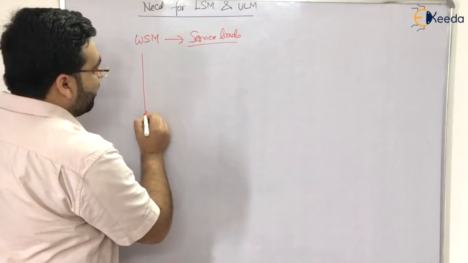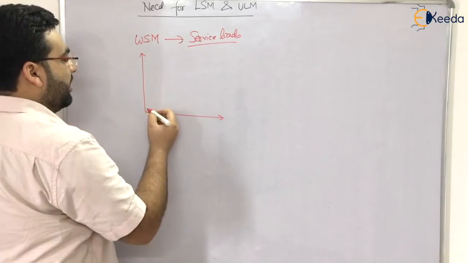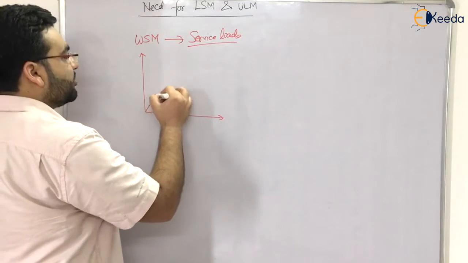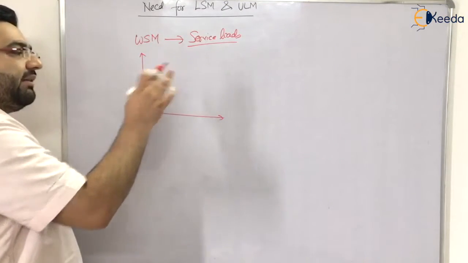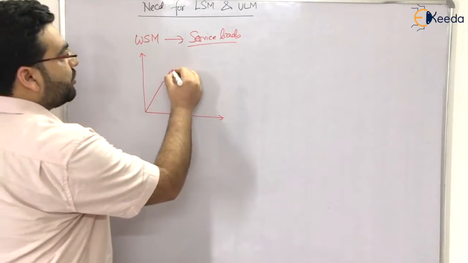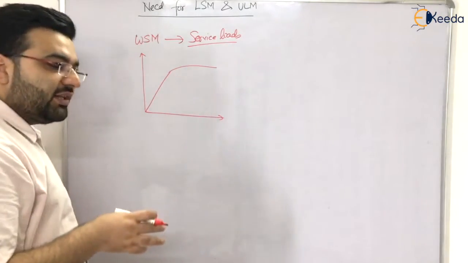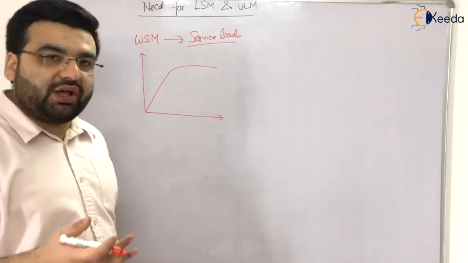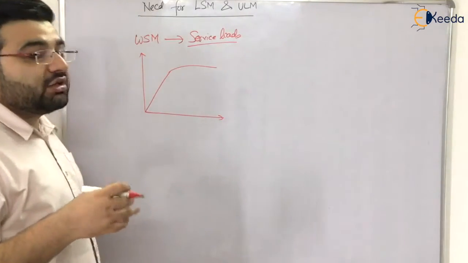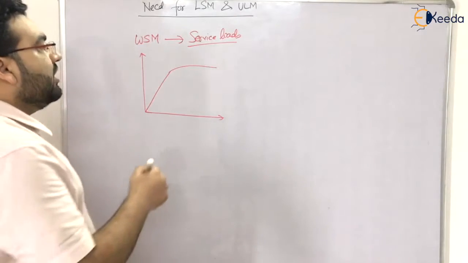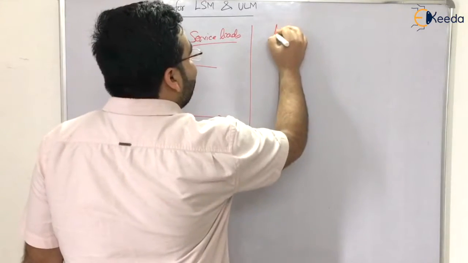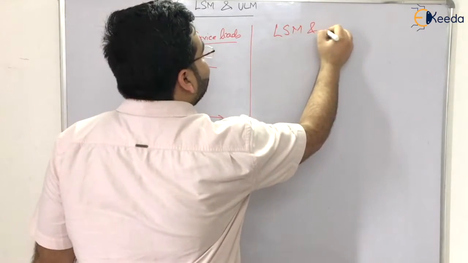In WSM, if you remember, initially we consider it to be a straight line. We are just playing with the elastic zone. We are not going to the plastic zone actually. But the material actually has a lot of strength, and that is why WSM is also very costly. So now we came out with the LSM and ULM.